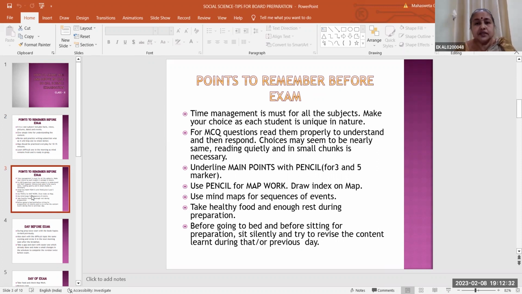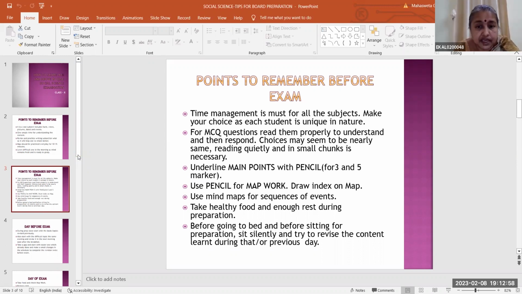Some students get very good responses when they are writing in small chunks. That is what I have mentioned for MCQ questions. Read them properly to understand and then respond. Do not respond immediately. Try to find the best possible answer and then take it.